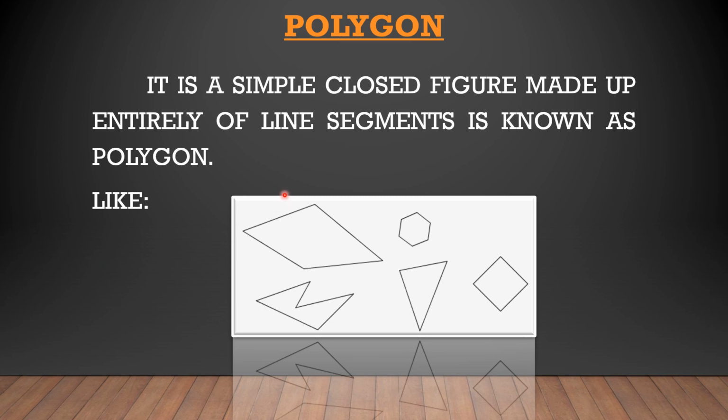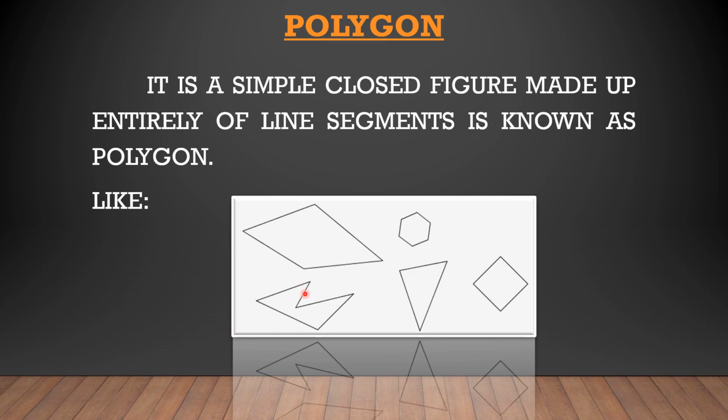Next definition is for polygon. A simple closed figure made up entirely of line segments is known as polygon. So here in all these figures you can see all the figures are closed figures. And secondly, to draw these figures we are using only line segments. We are not using any curved line. So in a polygon, first thing is a closed path and second is the line segments. So these all figures are polygons.